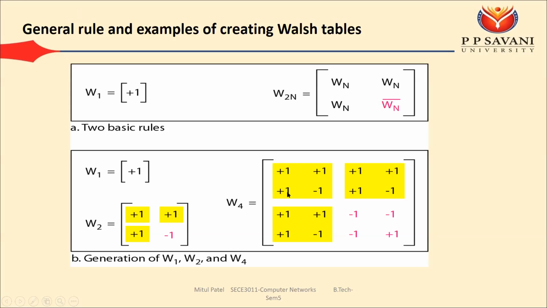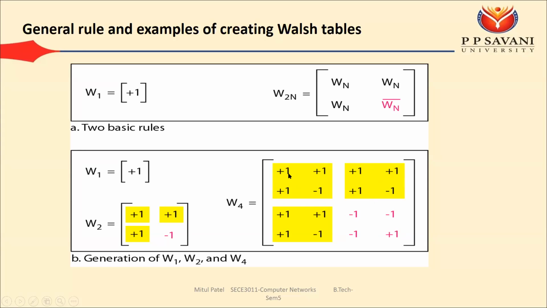Suppose we have more than two stations, then we need to create W4. So how is W4 going to be created? W4 is created from W2, W2, W2 and W2 bar. W2 is +1 +1, +1 -1, and W2 bar is -1 -1, -1 +1. Plus becomes minus and minus becomes plus when we take the bar. So this first row will be assigned to station number 1.